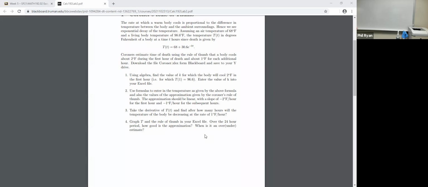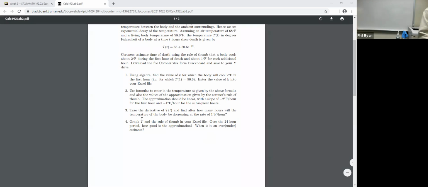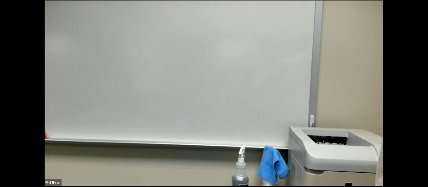Okay. Next, we want to put in the rule of thumb. So we want to do it for -2 degrees per hour for the first hour and -1 degree per hour for the subsequent hours. So how do we go about doing that? Okay, so let's go to the Excel file again.